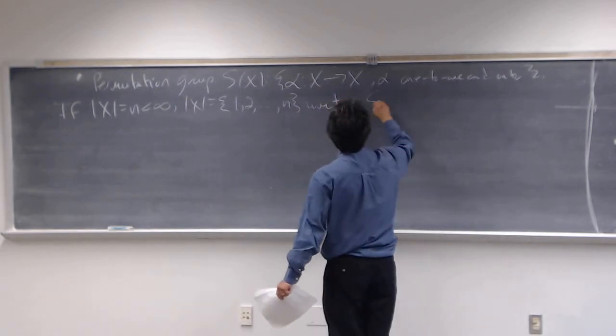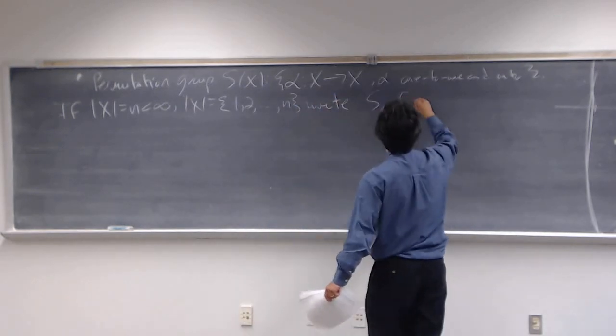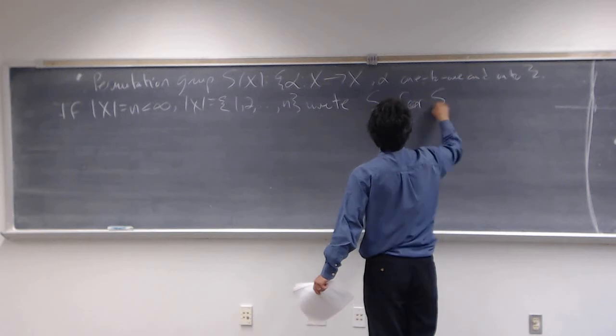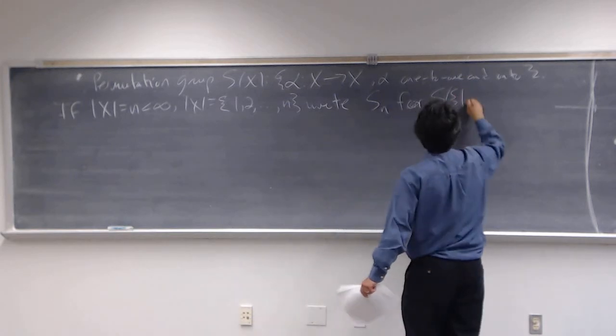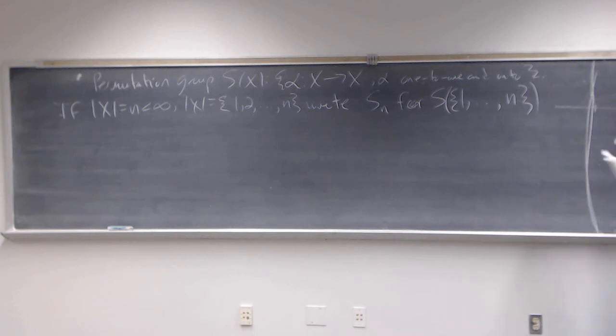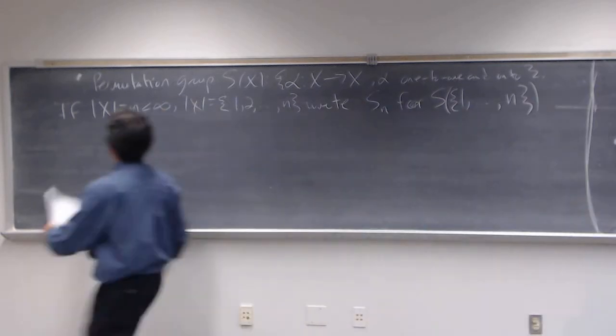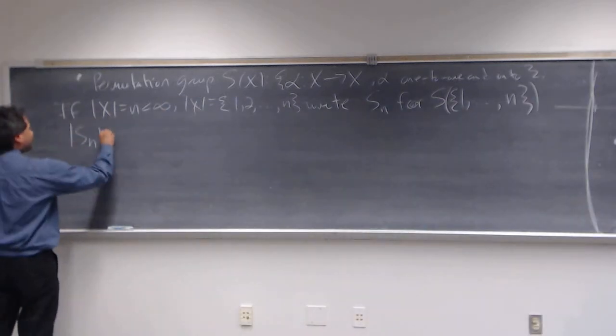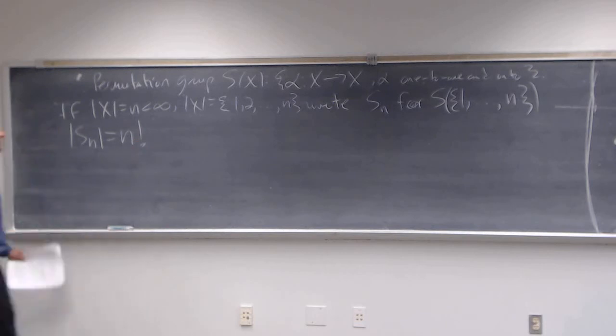And we write S sub n for the permutation group on an n-element set. That's called the symmetric group on n letters. What is the order of Sn? The order of Sn equals n factorial. We prove that in the notes.